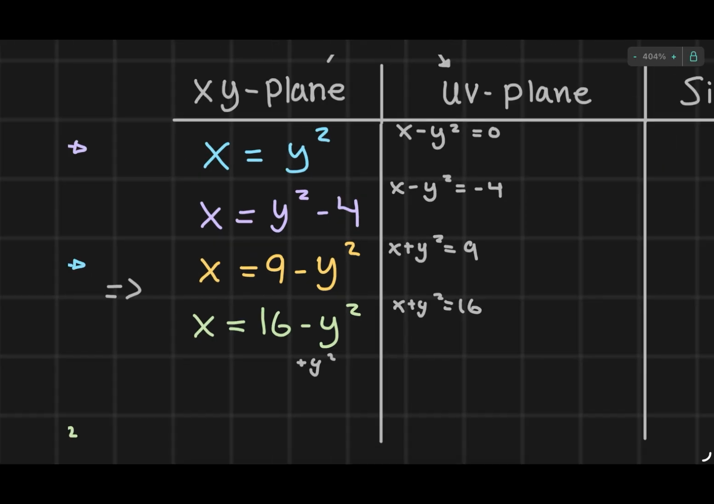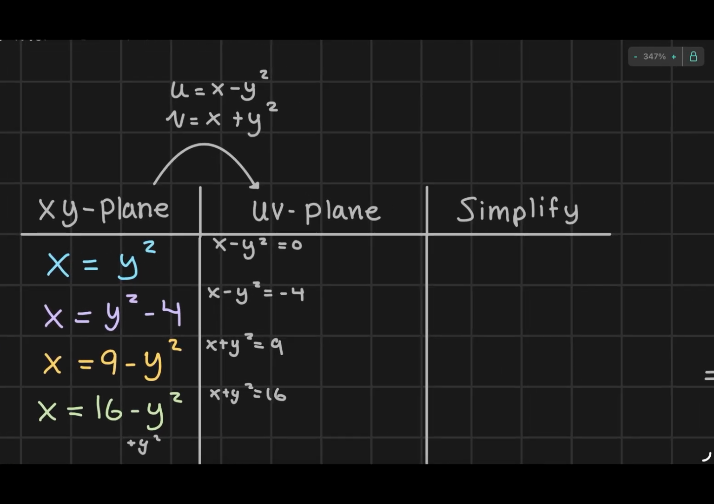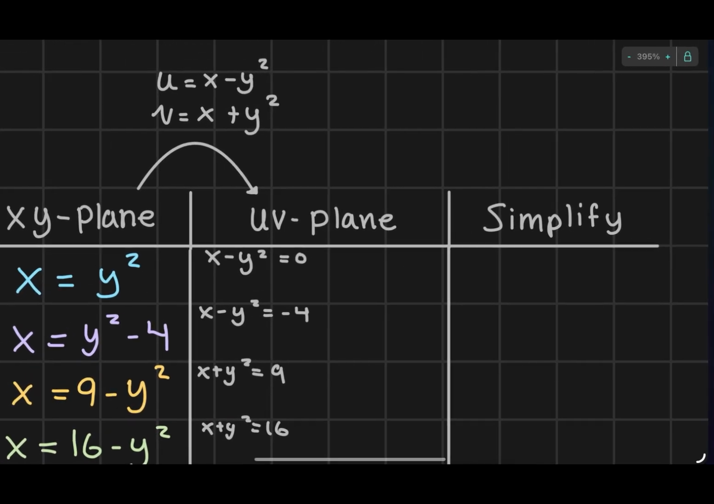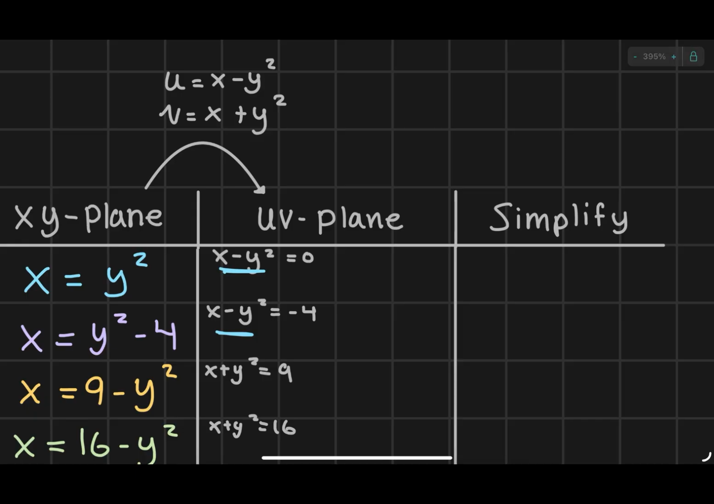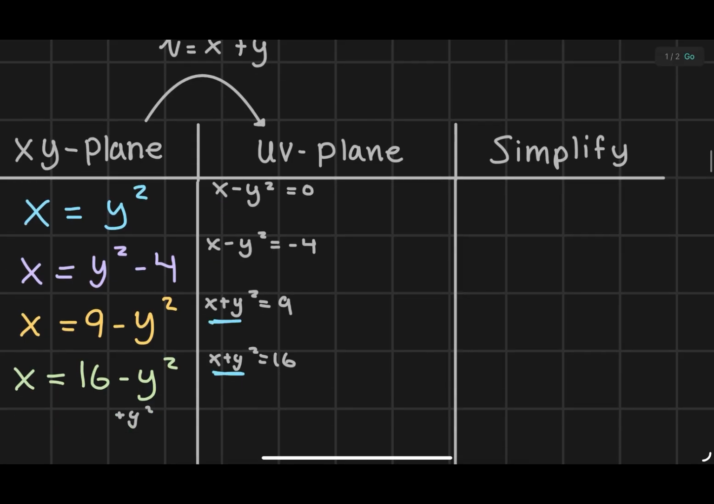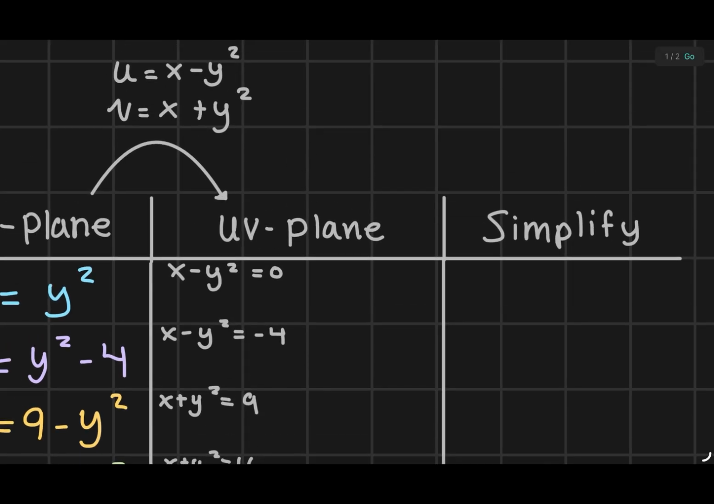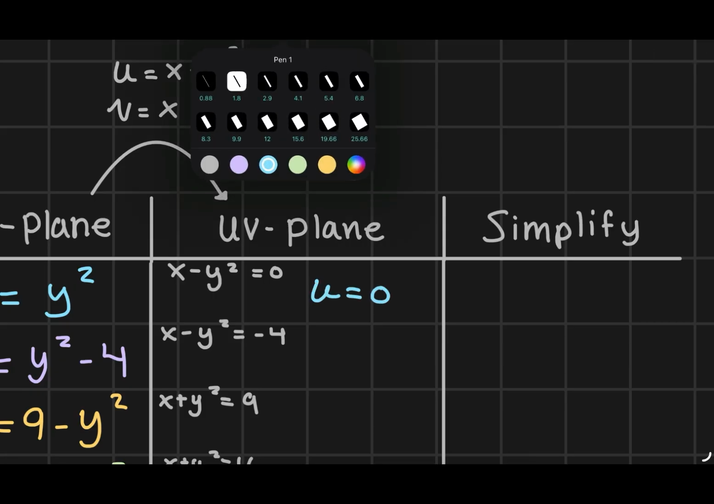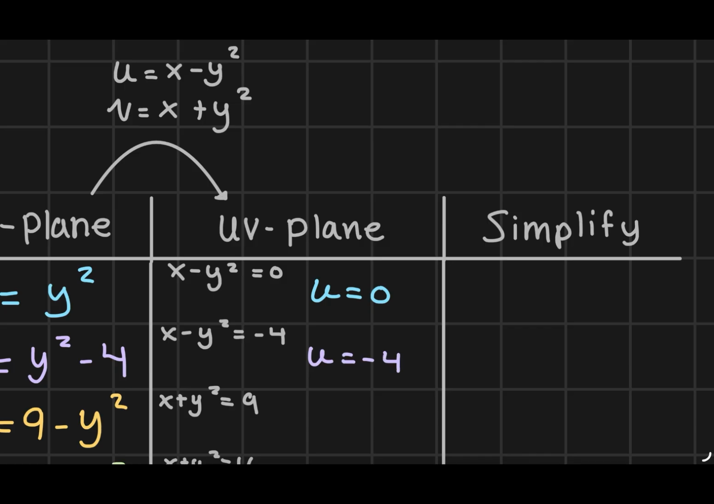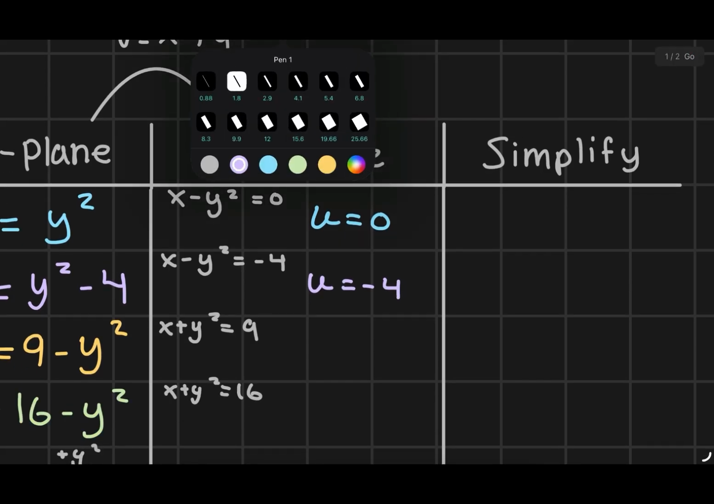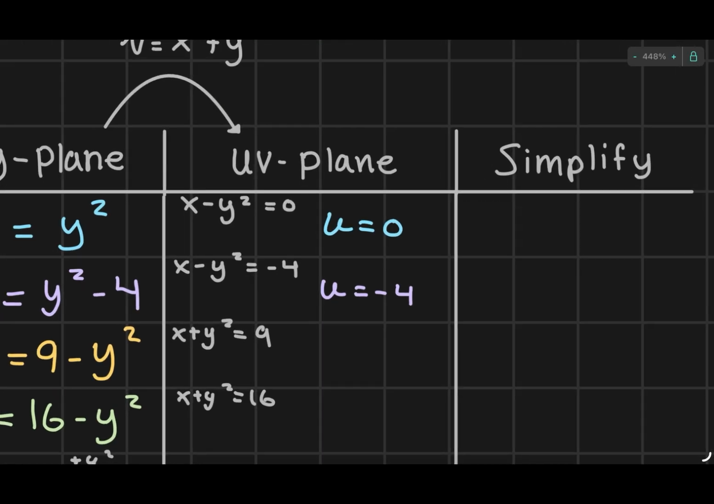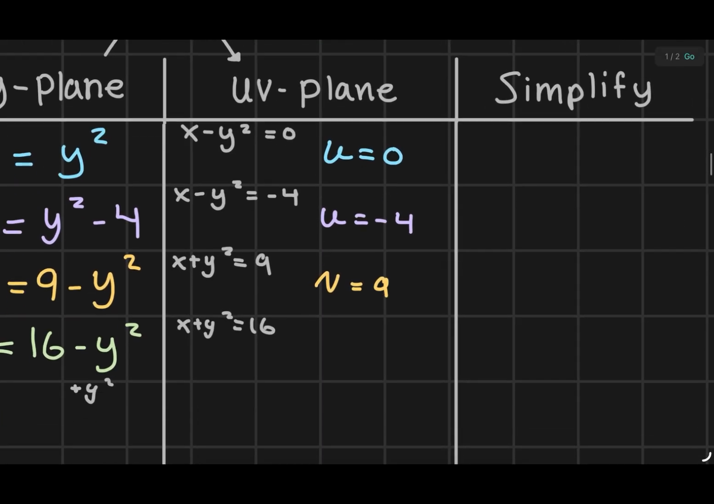Okay. We rearranged our xy equations to conform to our transformation, meaning our transformation is going to be pretty easy now. These two are going to convert into u, and these two, it looks like, are going to convert into v. So if I just plug in that u is equal to x minus y squared right here, we get u is equal to 0. We get u is equal to negative 4. We get, let me use the right color here, v is equal to 9. And we get v is equal to 16.